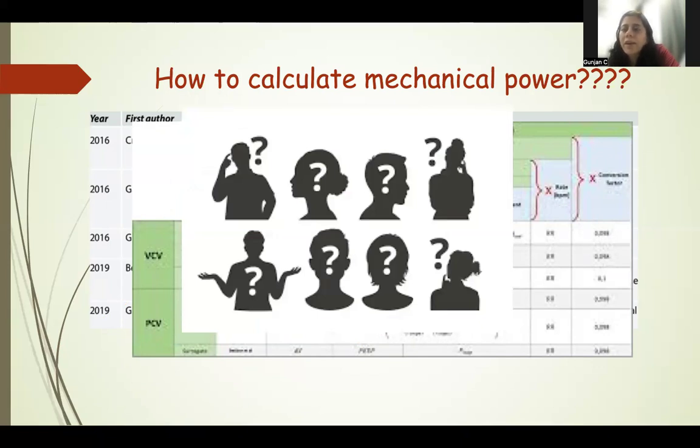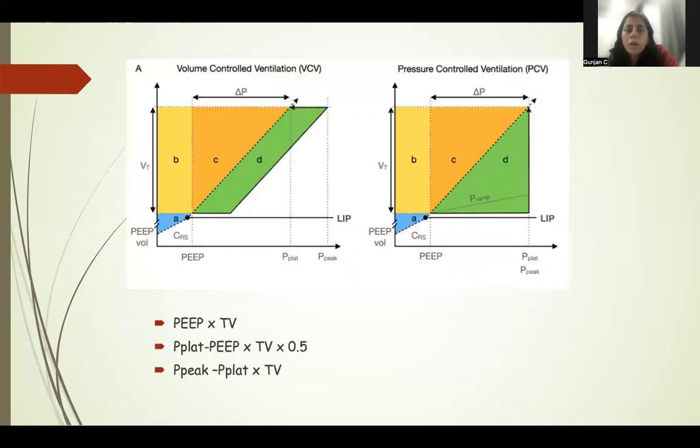there is a very thin line between confusion and clarity, and I will break down these components to give you a simple formula which was described by Giosa et al. You can use it at the bedside and understand at the bedside, even if you don't remember the formula, what you need to do to reduce ventilator-induced lung injury.